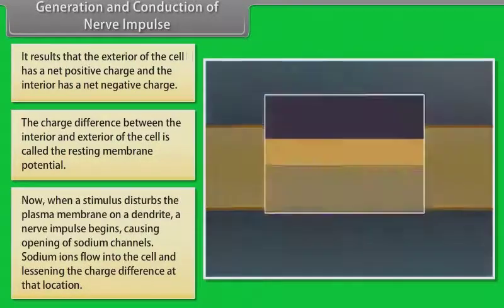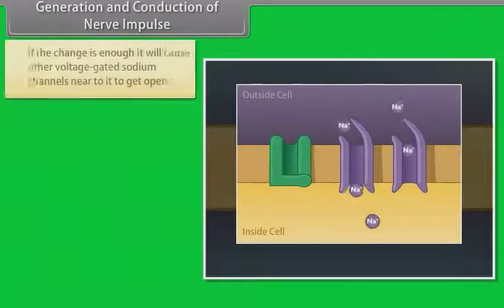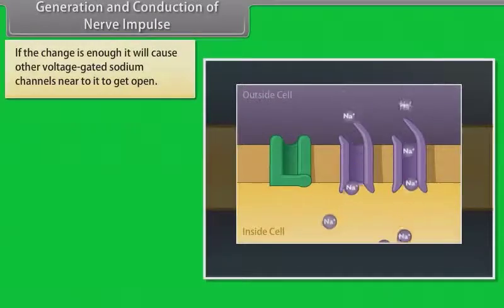Now, when a stimulus disturbs the plasma membrane on a dendrite, a nerve impulse begins, causing opening of sodium channels. Sodium ions flow into the cell and lessen the charge difference at that location. If the charge is enough, it will cause other voltage-gated sodium channels near it to get open.